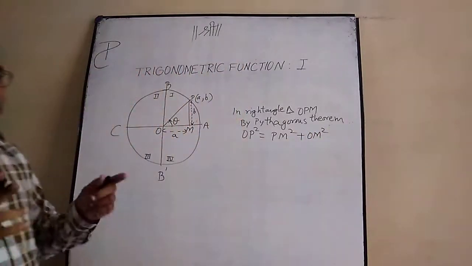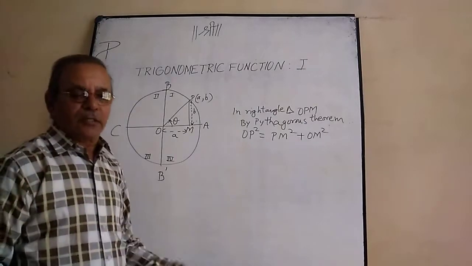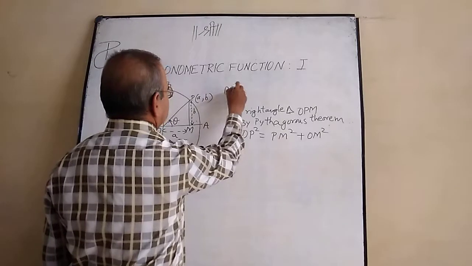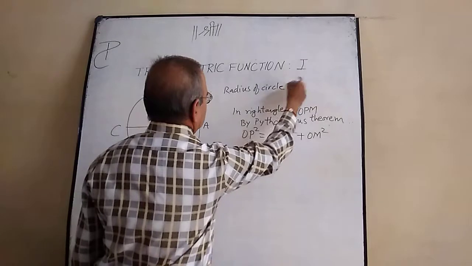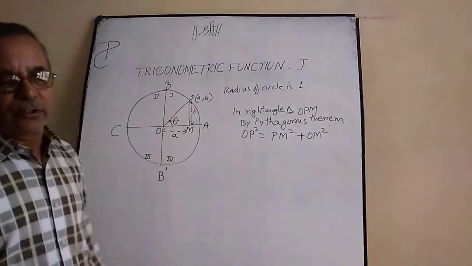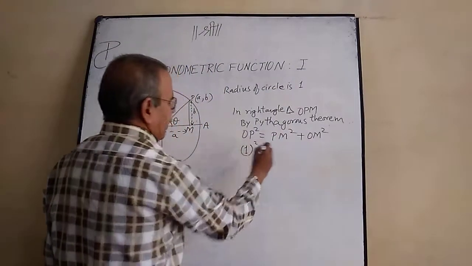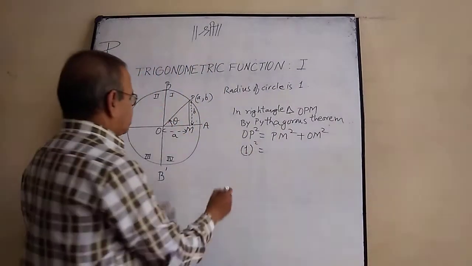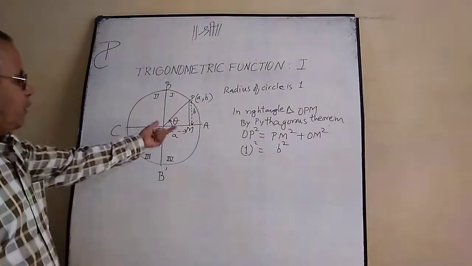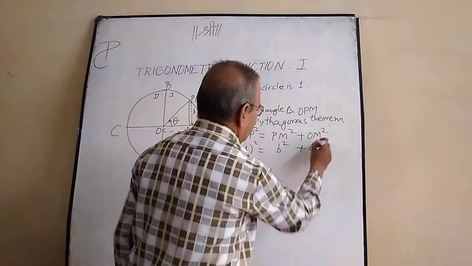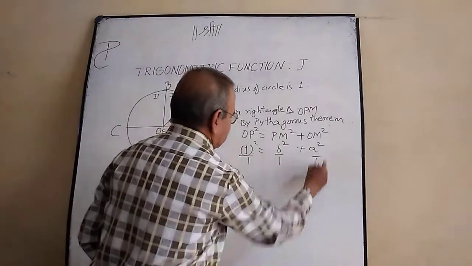Here, mention one important point: the radius is 1, which means it's a unit circle. So here the radius of the circle is 1, a unit, and therefore it is a unit circle. So 1 square is equal to PM square, which is b square, plus OM square, which is a square. If I divide by 1 on both sides, then it is equal to upon 1.